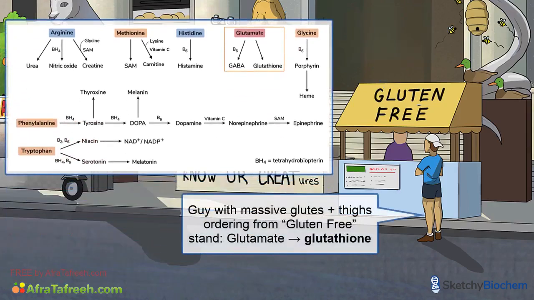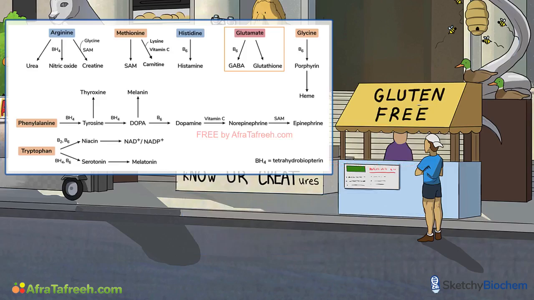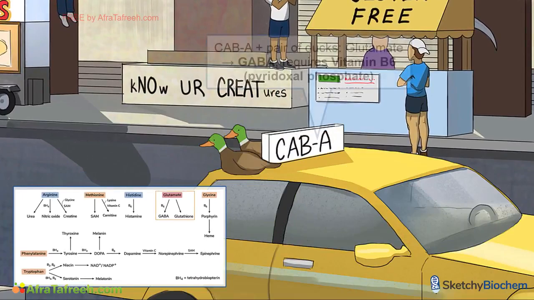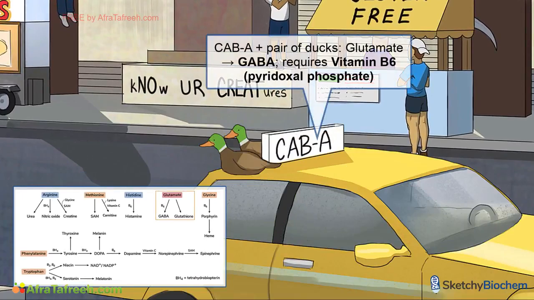Glutathione comes from glutamate. Glutathione is a naturally occurring antioxidant that's made in the liver. The main function of glutathione is neutralizing reactive oxygen species. You can watch our pentose phosphate pathway sketch to learn more about glutathione. Anytime you see someone with massive glutes and thighs, I want you to think of glutathione. Glutamate is also a precursor to the inhibitory neurotransmitter GABA. Glutamate decarboxylase uses vitamin B6 to catalyze this reaction. To remember GABA, think of CAB-A, and of course, a pair of ducks for pyridoxine.